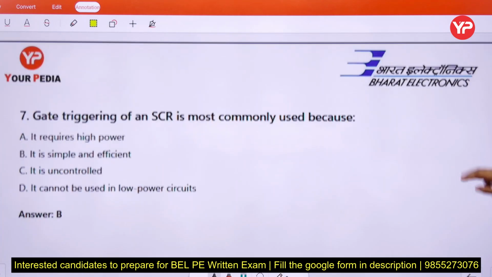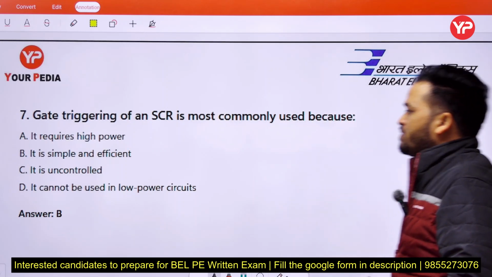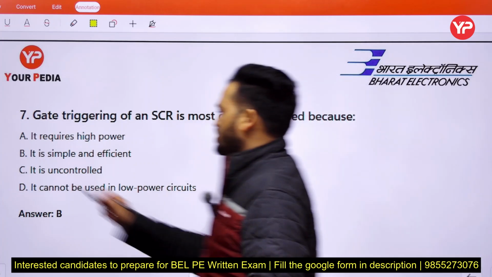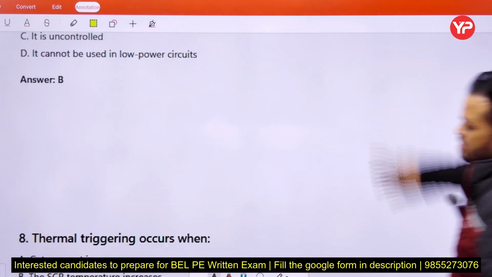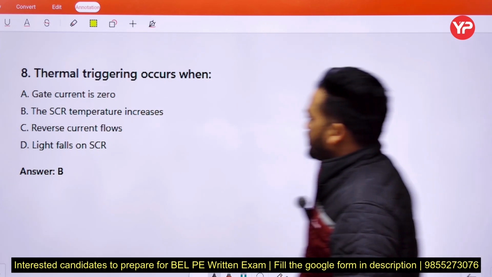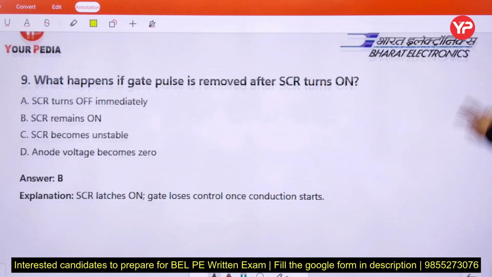Next, gate triggering of an SCR is most commonly used because it requires high power, it is simple and efficient, it is uncontrolled, it cannot be used in low power circuits. It is simple and efficient. This is the right answer. Next, thermal triggering occurs when gate current is 0, the SCR temperature increases, reverse current flows, light falls on SCR. What is the answer? The SCR temperature increases. Yes, simple. So these are the questions, then you solve by yourself.